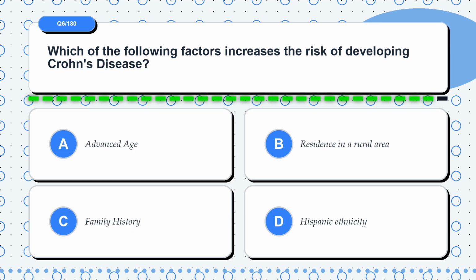Question 6. Which of the following factors increases the risk of developing Crohn's disease? Here are the options. Option A, advanced age. Option B, residence in a rural area. Option C, family history. Option D, Hispanic ethnicity.